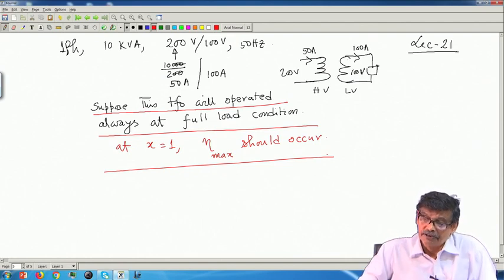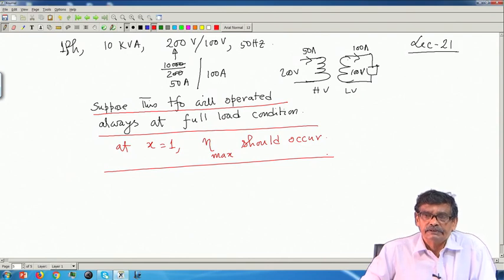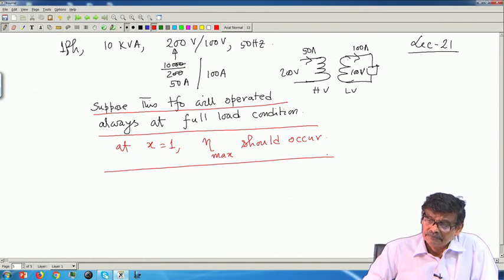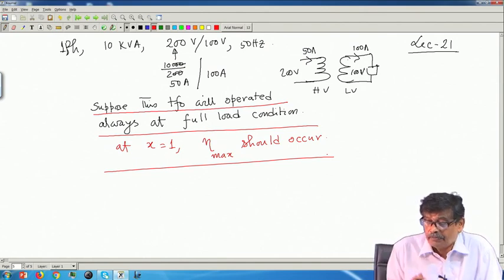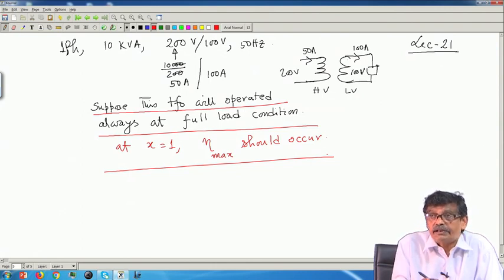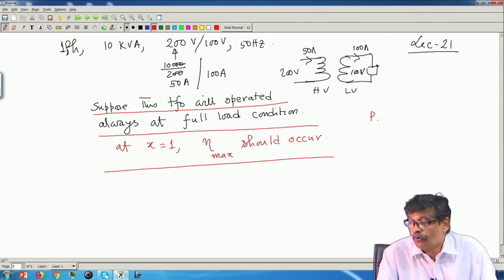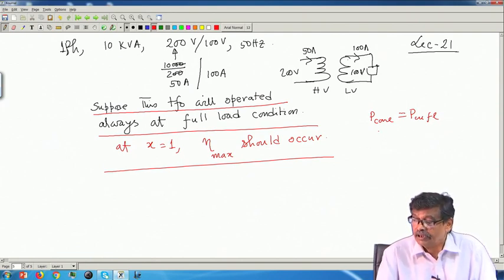Therefore, for a transformer which will always be operating under full load condition, say in industry where it will be put to use 24 hours, while ordering this transformer you say to the manufacturer: look, design the transformer in such a way that P core and P copper at full load are equal, so that x will then be equal to 1.